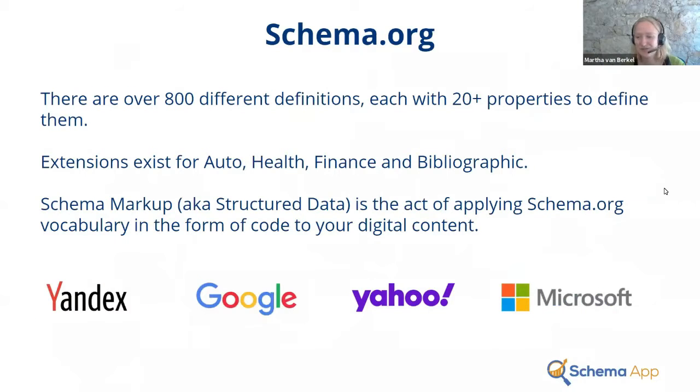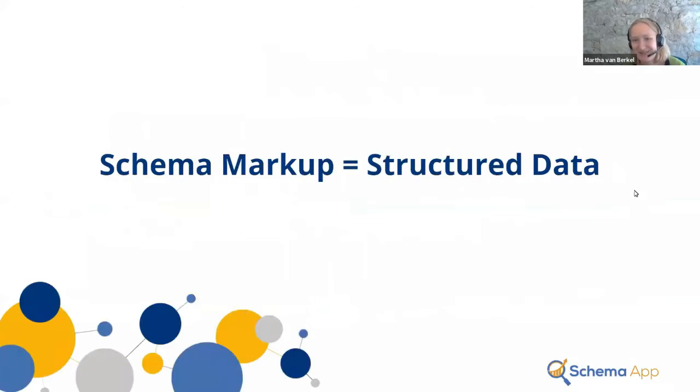Sweet. So for those of you that don't know what Schema Markup is, it is based on the vocabulary called schema.org. There's 800 different types, and it's nothing new. It's been around since about 2011. And it was created by Yandex, Google, Yahoo, and Microsoft. And we're going to nerd out a little bit today on Schema Markup.